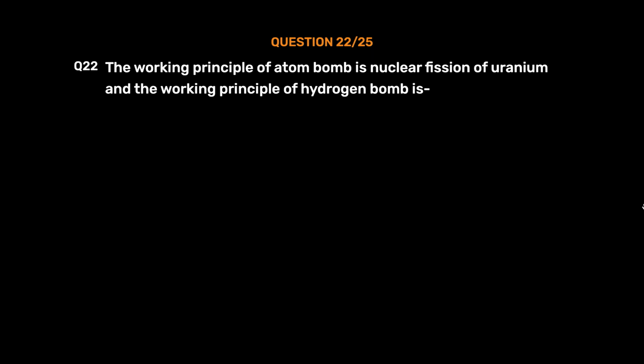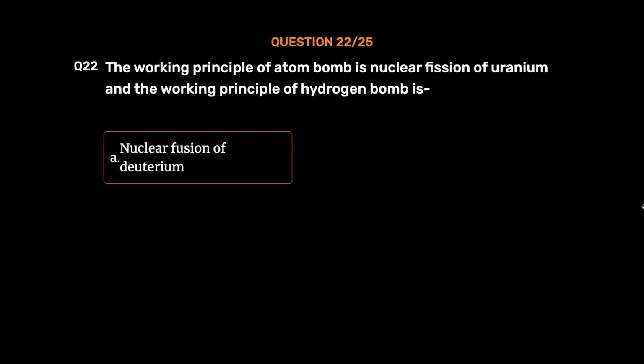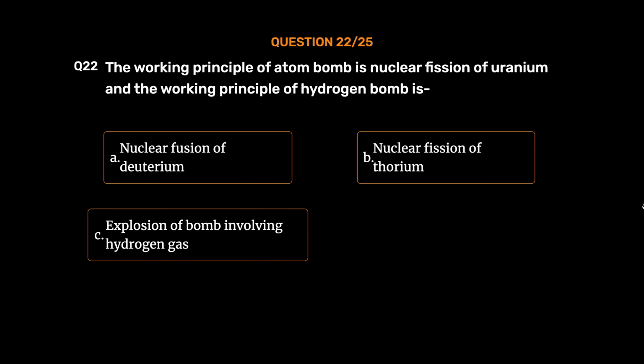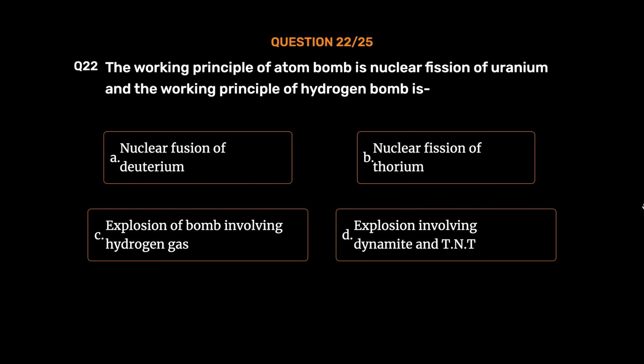Question number 22. The working principle of atom bomb is nuclear fission of uranium and the working principle of hydrogen bomb is option A. Nuclear fusion of deuterium. Option B. Nuclear fission of thorium. Option C. Explosion of bomb involving hydrogen gas. Option D. Explosion involving dynamite and TNT. The correct answer is option A.